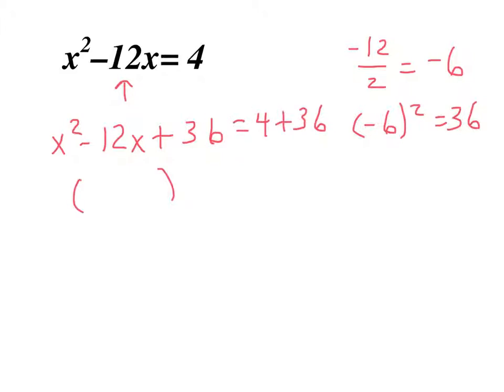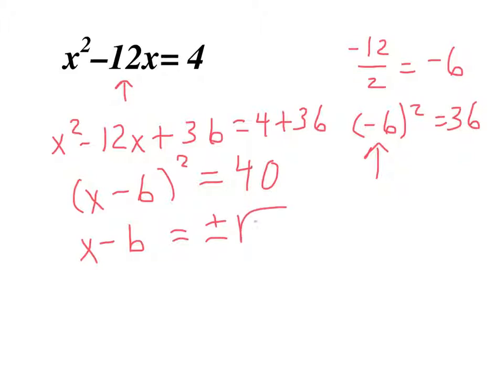The left factors into a perfect square. Something squared equals 40. What is that something? I'll give you a hint. It's always this number before you square it. X minus 6 squared. So now we can take the square root of both sides. X minus 6 equals plus or minus square root of 40.